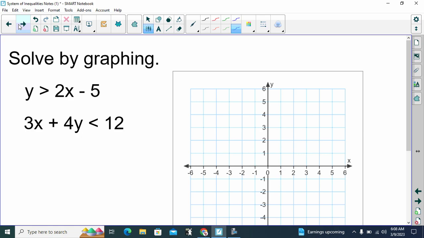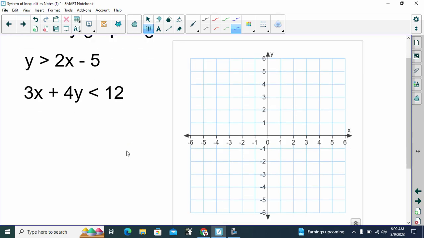So example 1, we were asked to solve by graphing. Remember, linear inequalities, we only solve them by graphing. It says y is greater than 2x minus 5, and 3x plus 4y is less than 12. First inequality, the slope is 2 and the y-intercept is negative 5. It is in slope-intercept form.